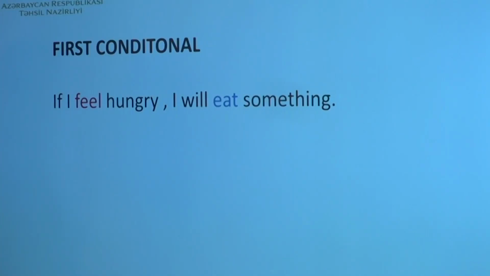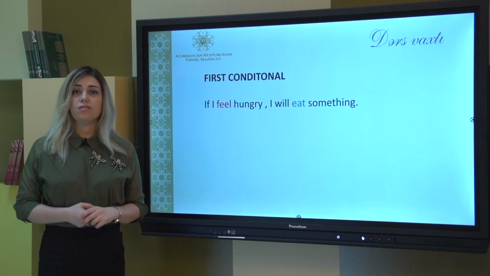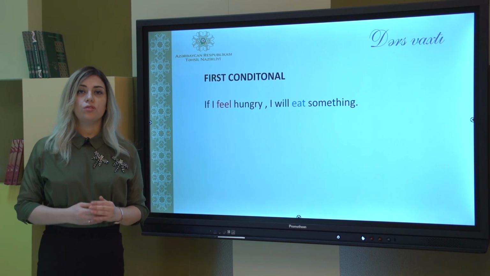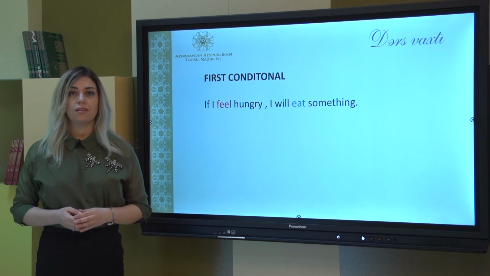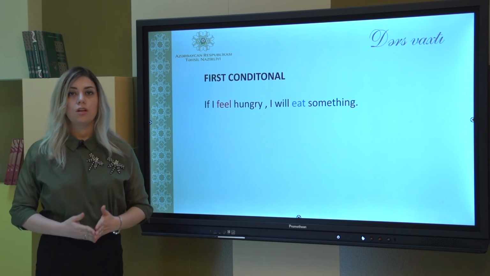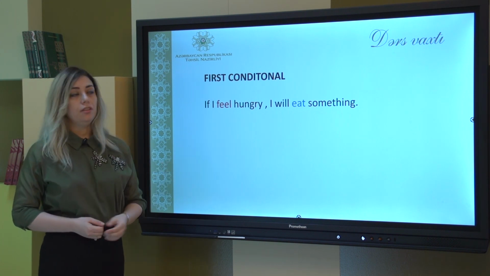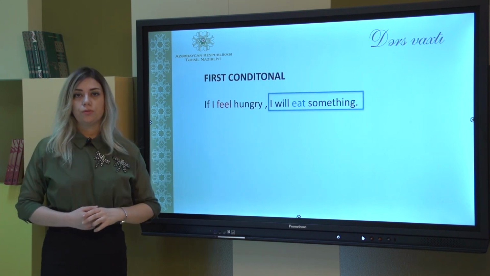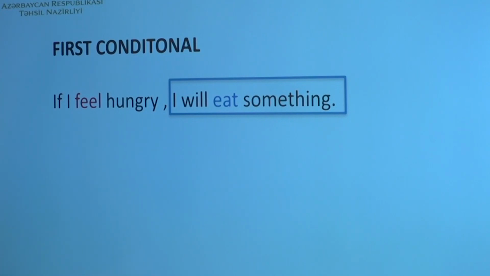Now let's continue with the first conditional. If I feel hungry, I will eat something. First conditional is used to talk about future possibilities. It looks towards the future. So, if I feel hungry, this is what I'm going to do. I will eat something if I feel hungry. So, this is a possible future outcome.